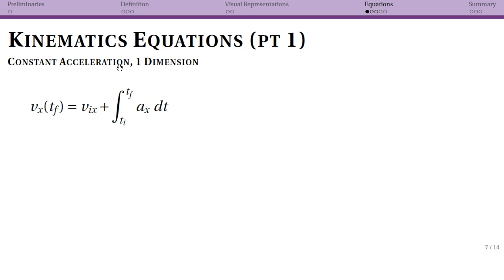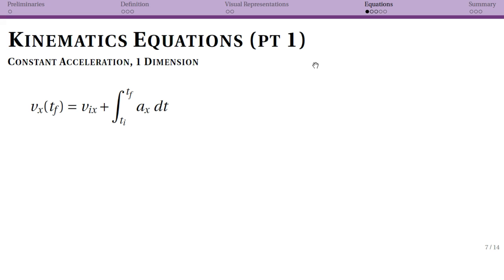Okay, now we're going to go on and actually do some derivations. In particular, we're going to derive an equation that relates position, time, and acceleration. This is only for constant acceleration though, and this is something I want to stress. So the equations that we're about to derive are what we call the kinematics equations.